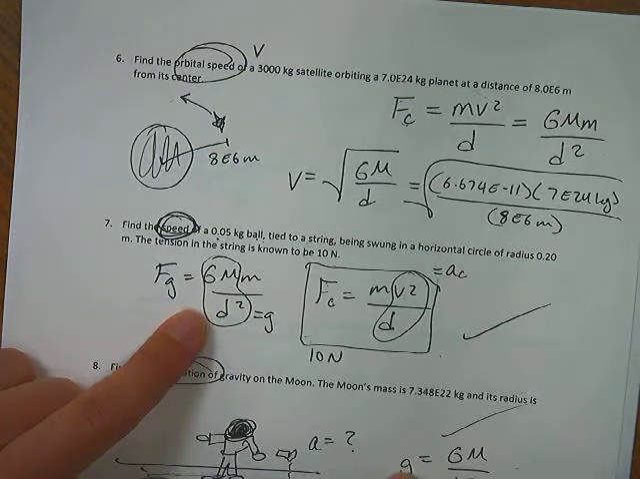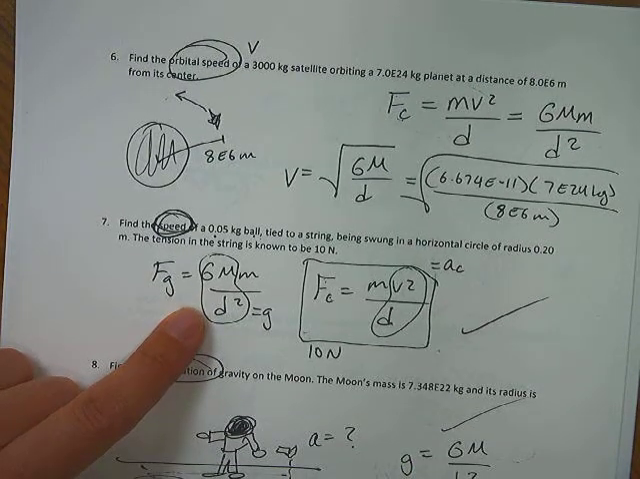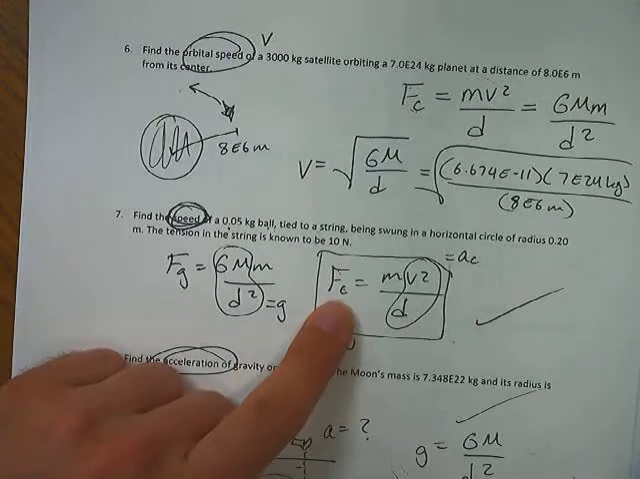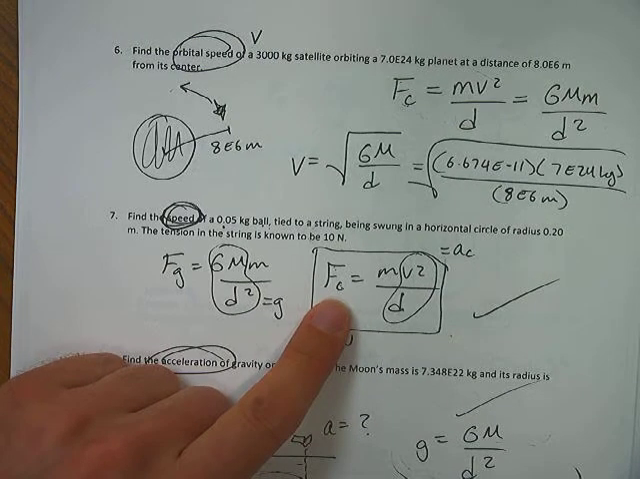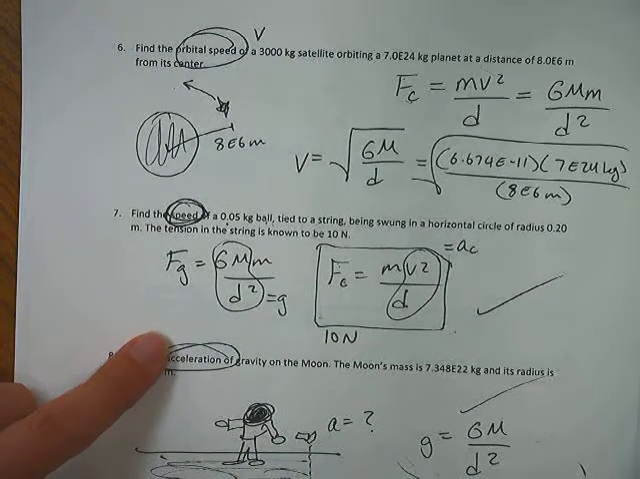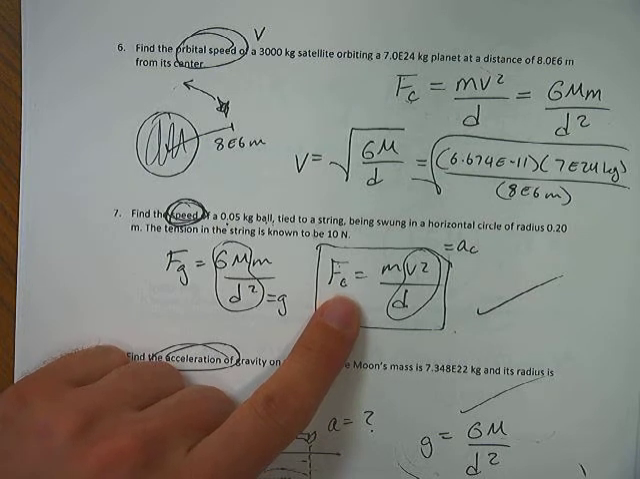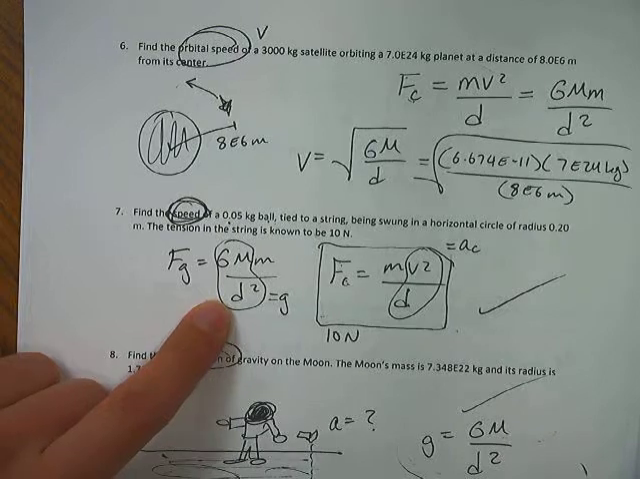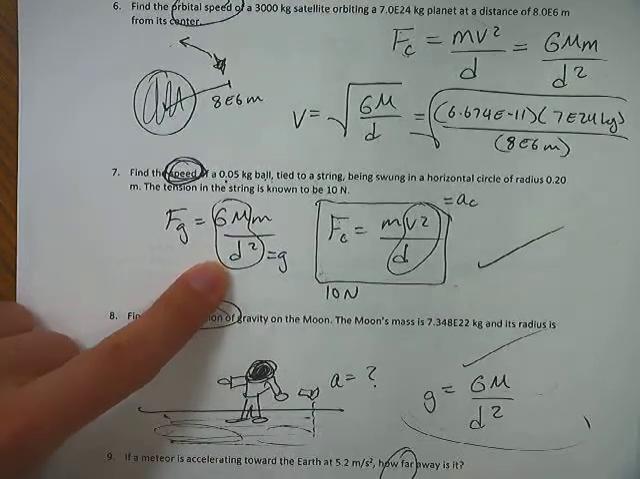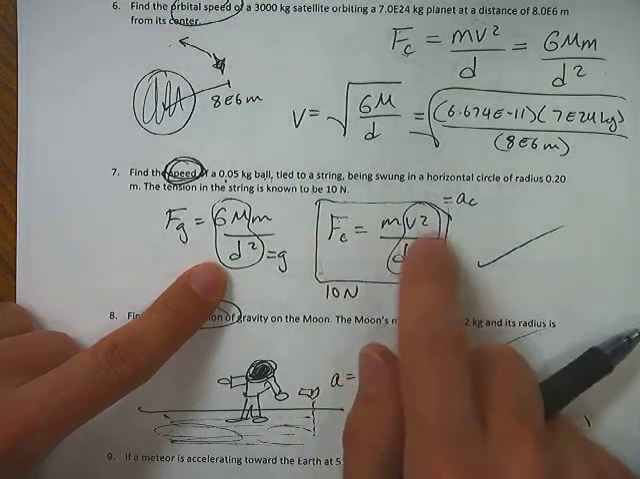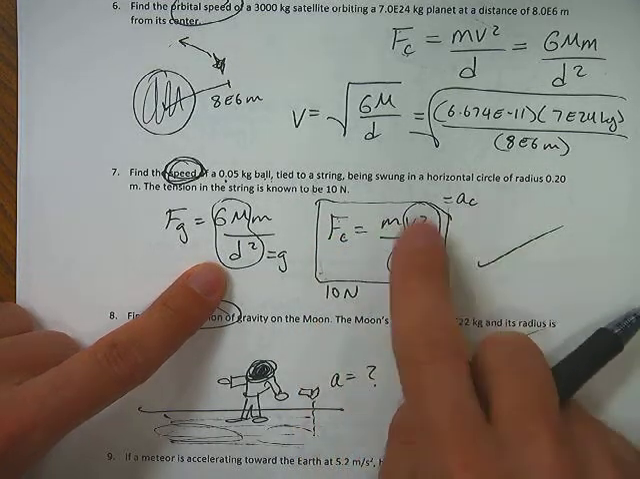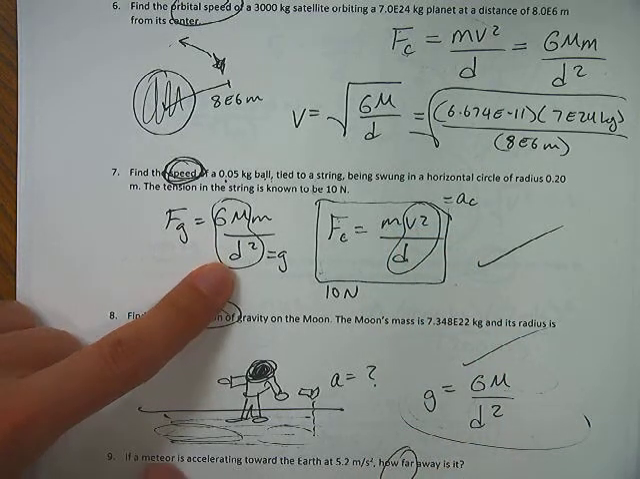The meteor is accelerating towards the Earth at 5.2 meters per second squared. How far away is it? How far? That's d. Okay. We haven't done one like this yet. How far away is it? Well, we have d in both of these equations. Which one do we want to use? Is gravity involved? Is gravity pulling on the object? And the answer is yes. Okay, so maybe it's this one.